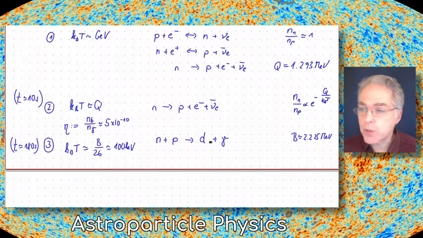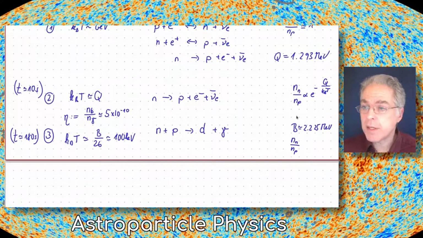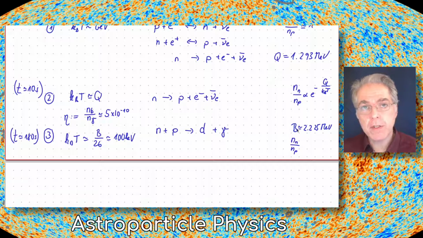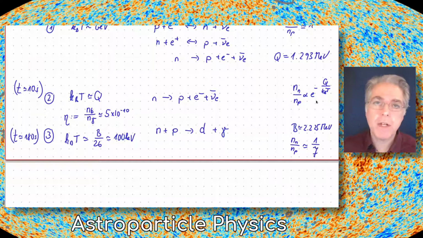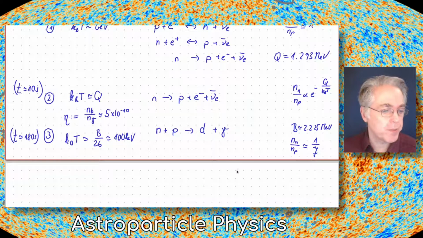And the number of neutrons which are left at the time is then simply given by this value at the time of about 10 seconds when neutrons start decaying freely. And then you have to factor in the decay time of the neutron, and then you end up with a value which is about 1/7. So you go from this value of about 1 over e to 1 over 7th roundabout.